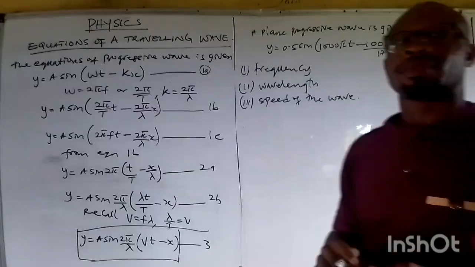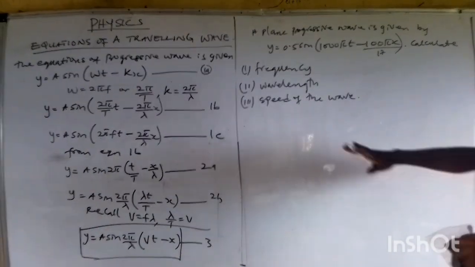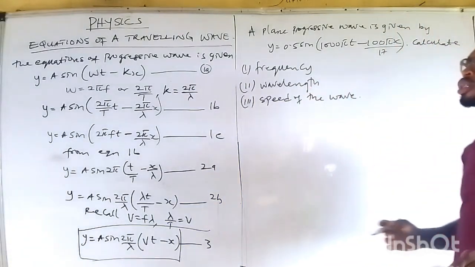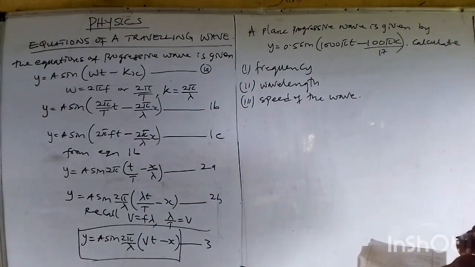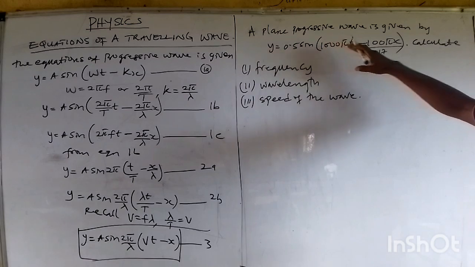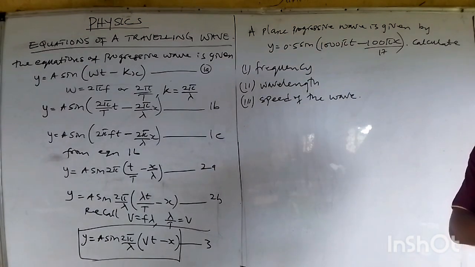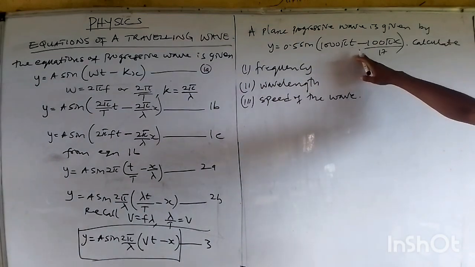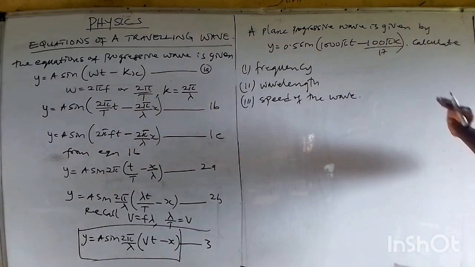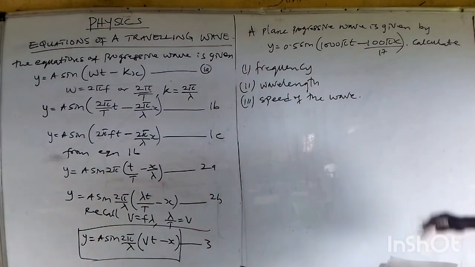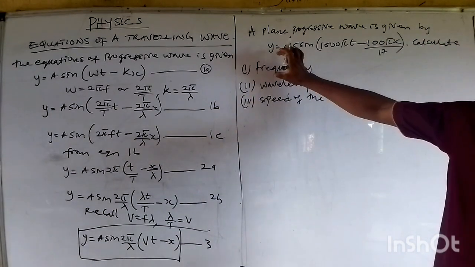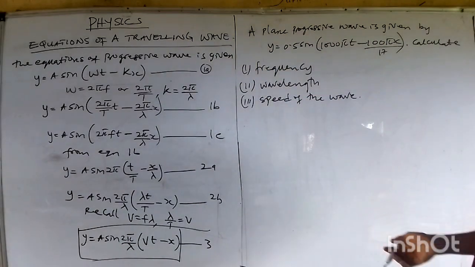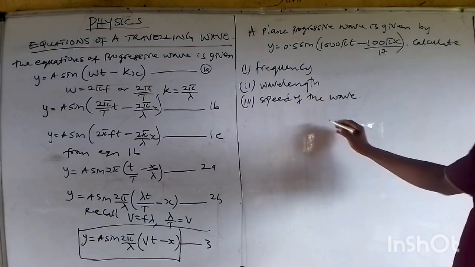Now, we have this question on the board. This question came out in WAEC 2020. The question says, a plane progressive wave is given by the equation y is equal to 0.5 sine (1000 pi t minus 100 pi x all over 17). From here, we're asked to calculate the frequency, the wavelength, and the speed of the wave. So, solution.